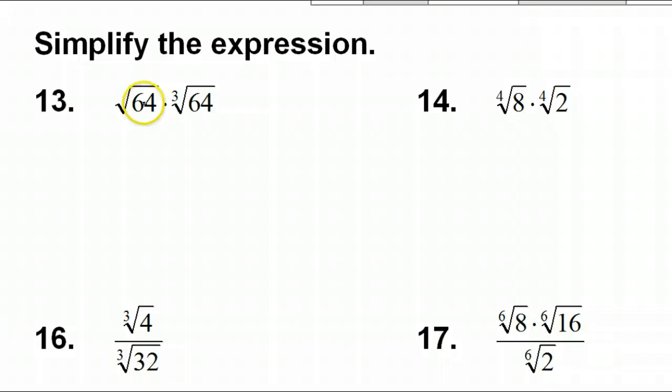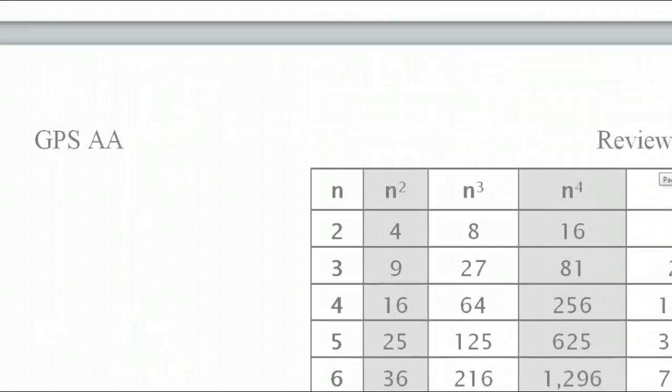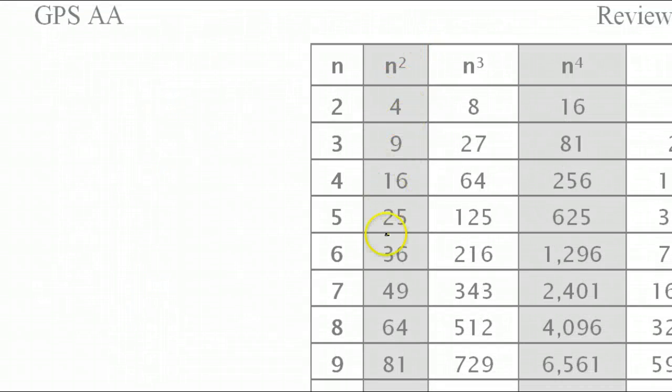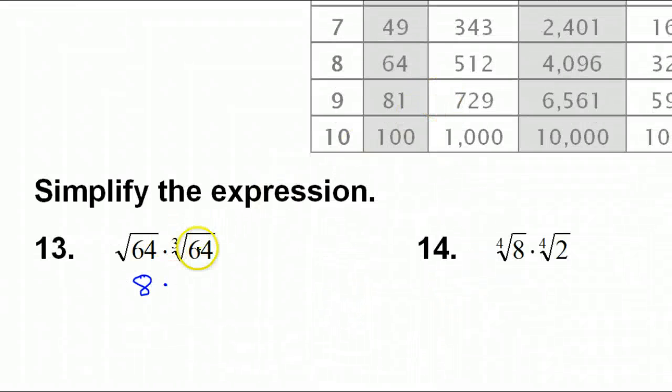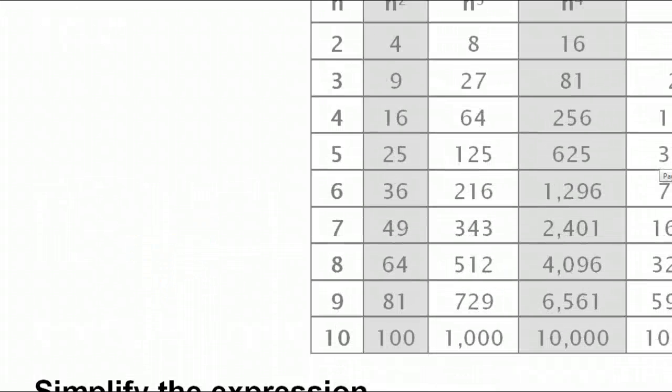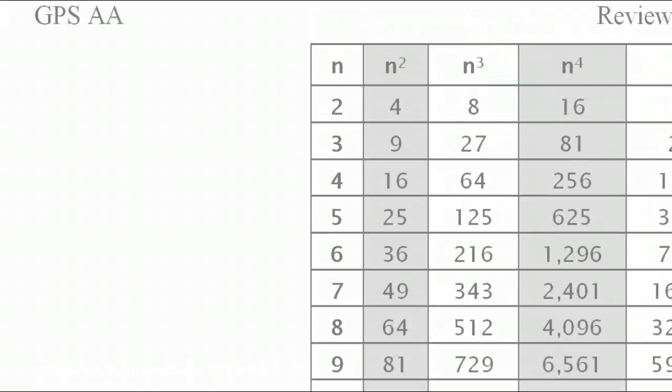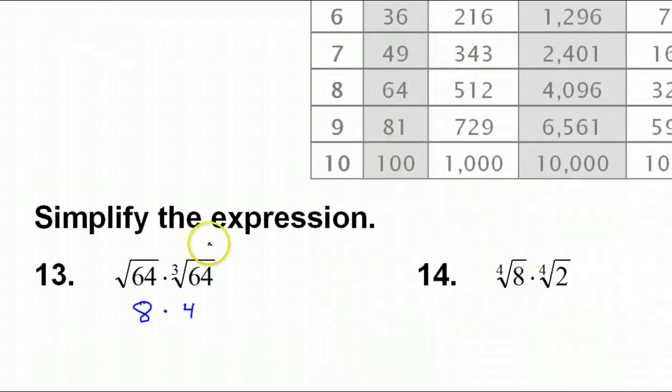So the square root of 64 is 8. Okay, and if you need the chart, use it. The square root of 64 is 8. There you go. The cube root of 64 is 4. So it's really just 8 times 4, which is 32. That is the quickest way to do number 13.